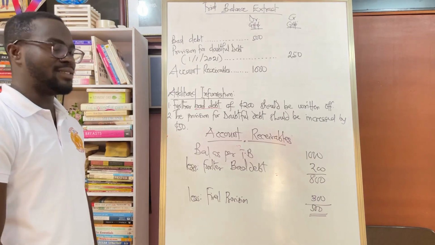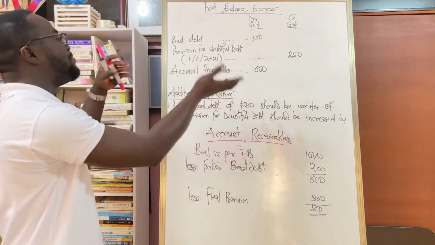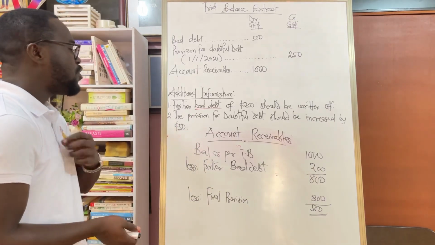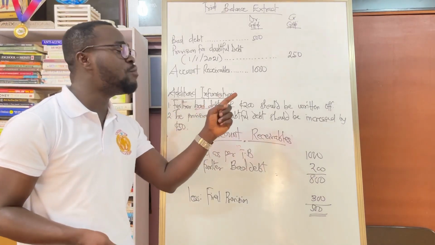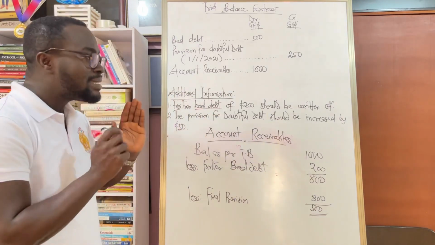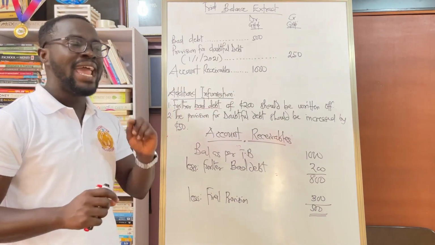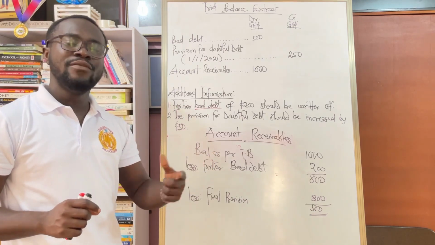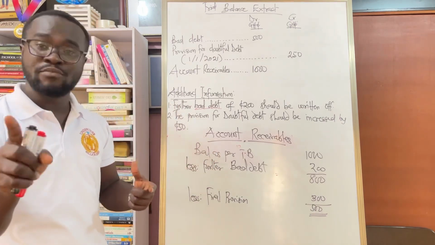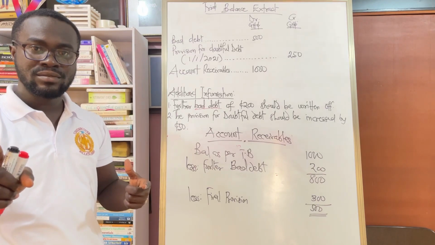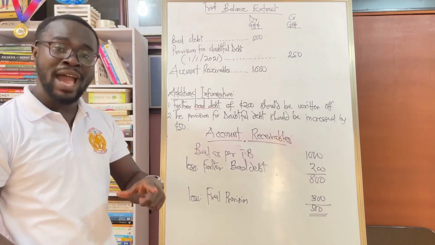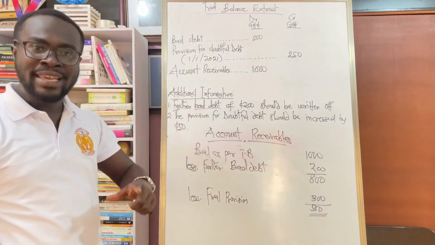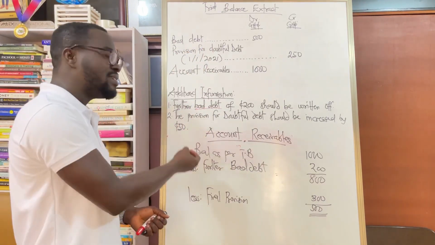So if you get bad debt, it's not difficult. This is how you go about it. In a situation whereby they say provision for doubtful debt should be increased to, you must know these phrases: increased by, decreased by. If it is increased by or decreased by, you don't know the final provision. If it is increased by, you add the 50 to the original amount. If it is decreased by, you less the 50 from the original amount.